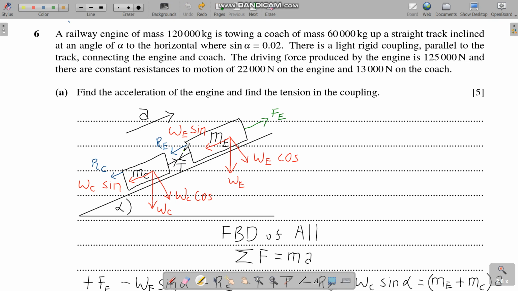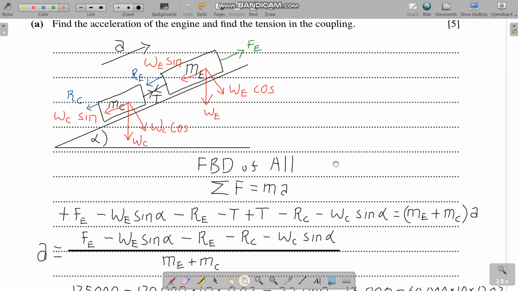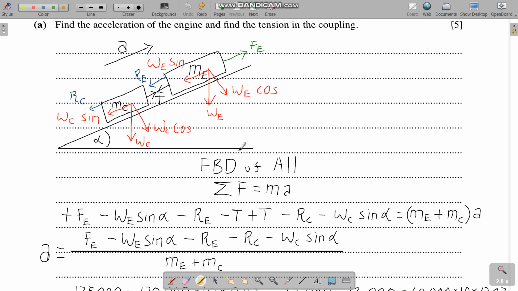Okay, now to find the acceleration, the fastest way is to use sigma F equals ma for all. So FBD of all. Acceleration is going up the slope, so all the forces going up the slope are positive, and down the slope negative.